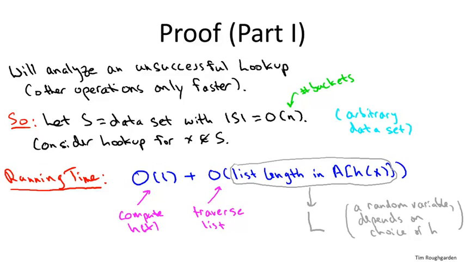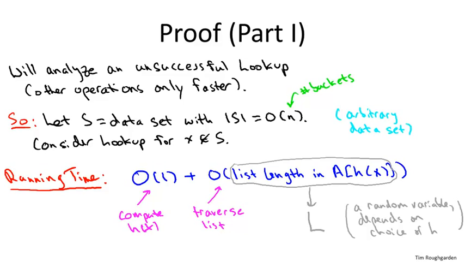So let's recall what it is we're trying to prove. We're trying to prove an upper bound on the running time of an unsuccessful lookup on average, where the average is over the choice of the hash function little h. We've expressed this lookup time in terms of the average list length in x's bucket, where again the average is over the random choice of h.